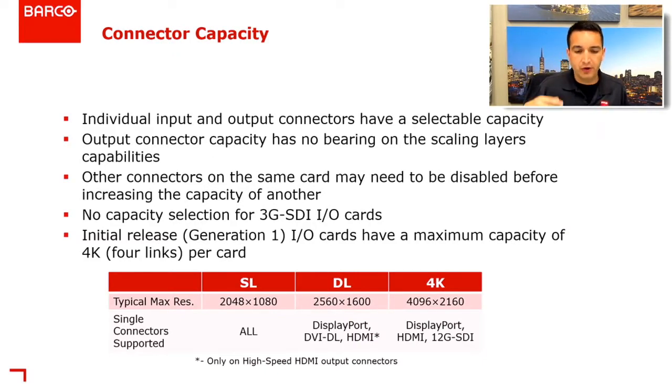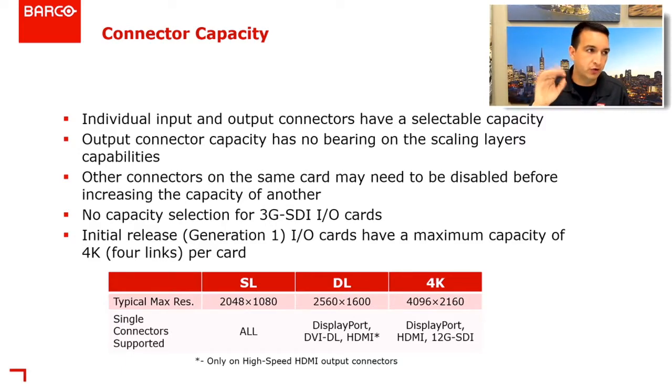Connector capacity. Individual inputs and output connectors have a selectable capacity. This is the way we tell the box whether it's a single link or 4K or dual link resolution. I'm not going to beat you up too much on this, other than if you're using Gen 1 cards, you may have to reassign capacity based upon which card you've used or which spigot you're using and what resolution you want to bring in on those inputs.